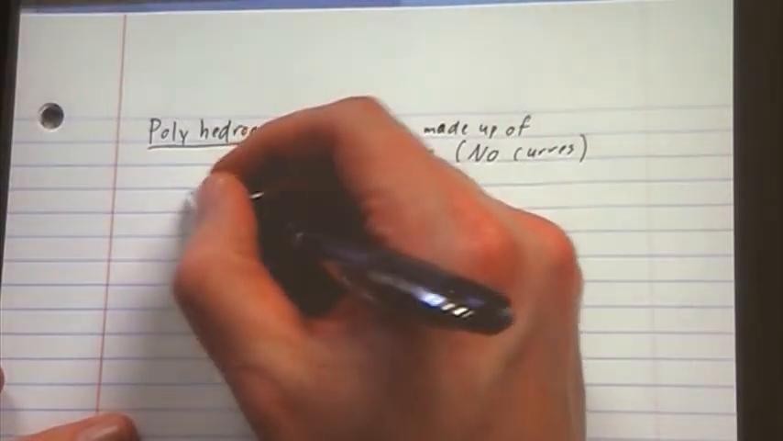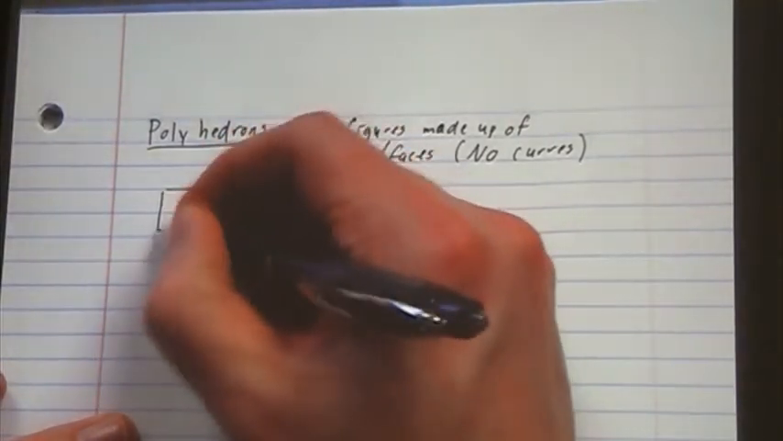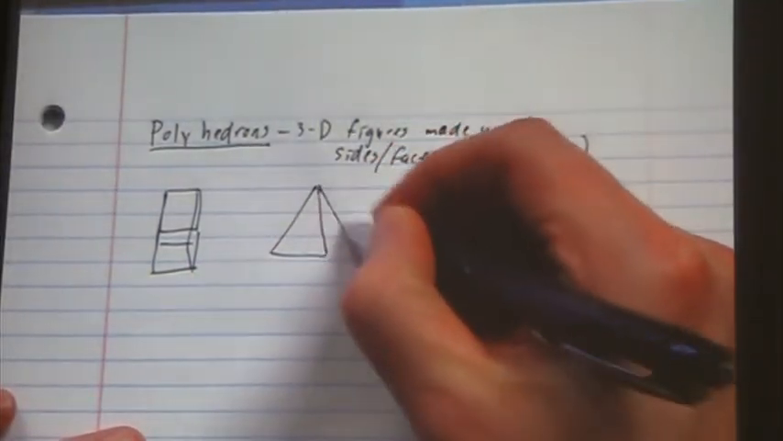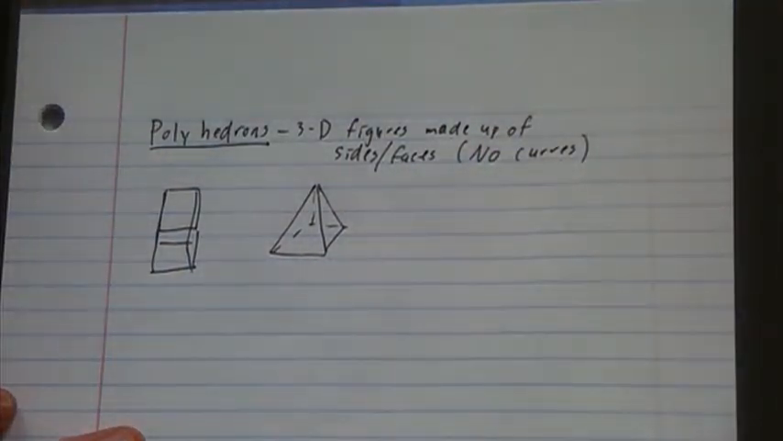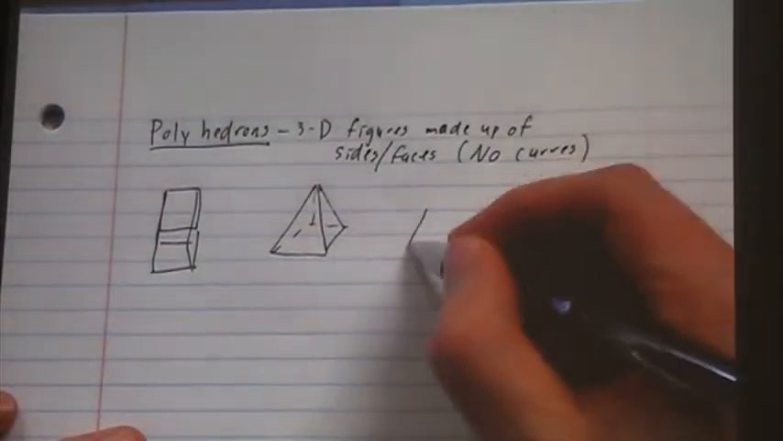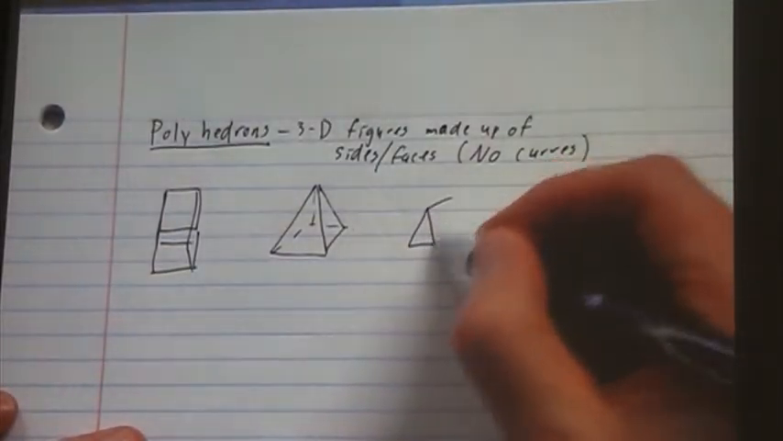So a polyhedron would look like, we could have a box. Oh, that was not a good 3D figure. We could have a pyramid. What else could we have? Those are kind of the main ones. I mean, you could have a trapezoid, a triangular pyramid.